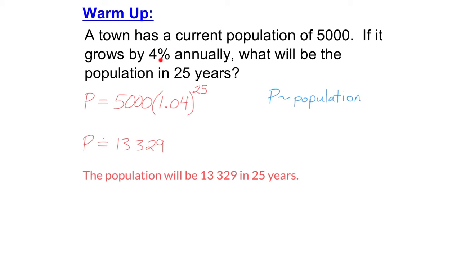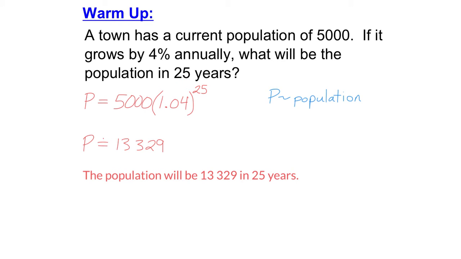So if it's growing by 4% each year, we're going 4% higher than 100%. So 1.04, it's growing by 4%. It's that 100% plus 4 more percent. Okay, so 1.04, not just 0.04. And then the exponent, in this case, is the number of years. So I made it 25, because we're looking at the population after 25 years.